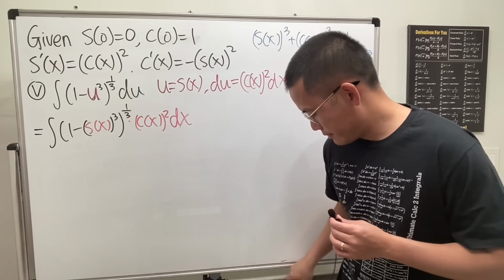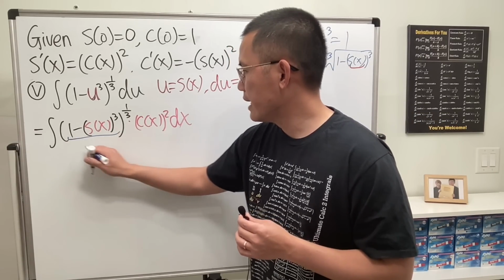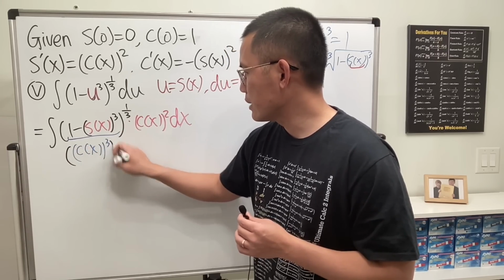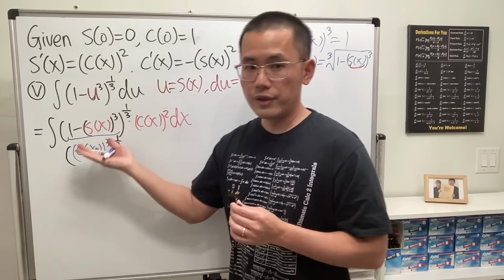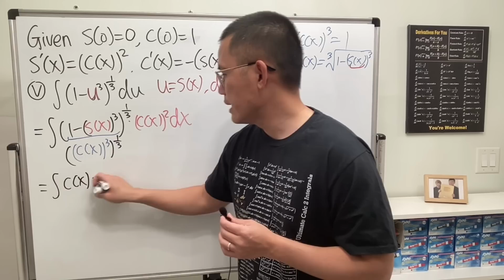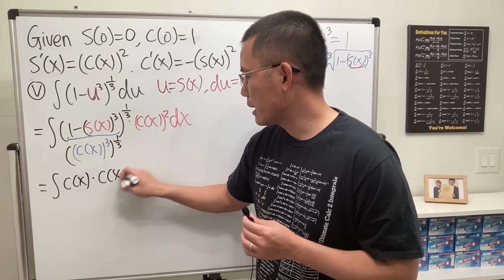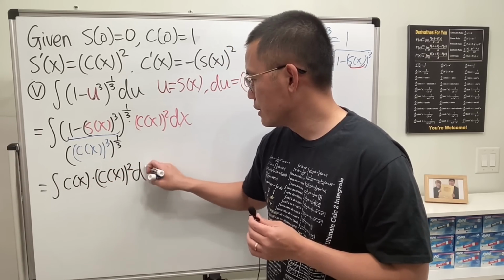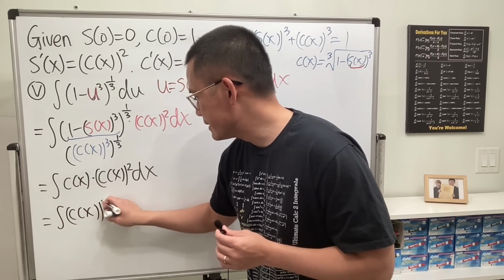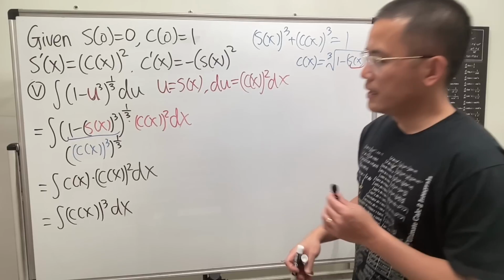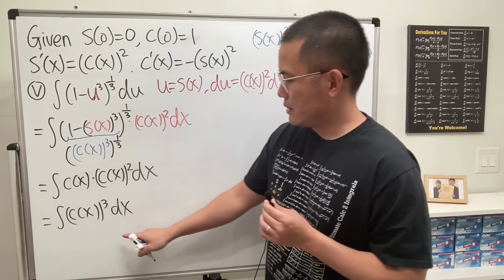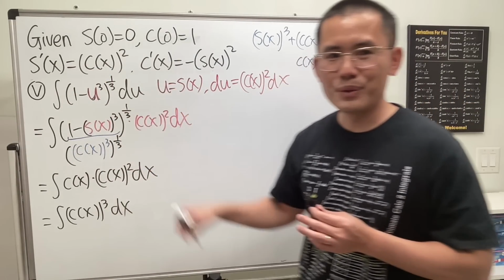Now, this portion again is c of x to the third power, and this time we're raising that to the 1/3 power. So for the first part, we just have the integral of c of x, and then here we have to multiply that by 2 more. So all in all, we are looking at the integral of c of x to the third power dx. How do we do this though? Well, oh, this is like the second power.